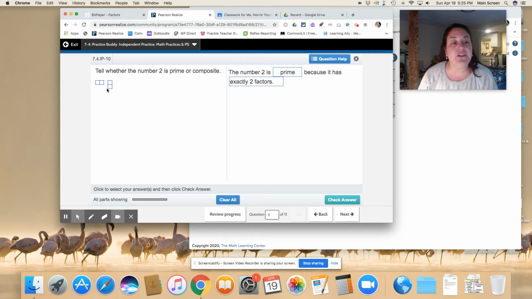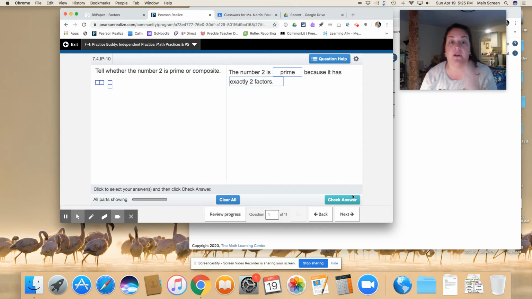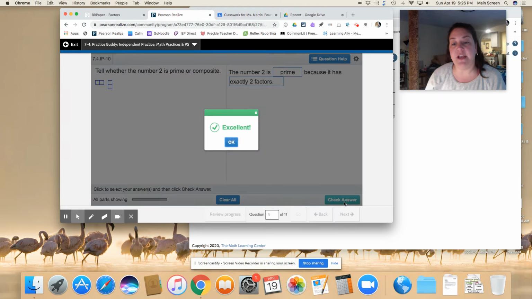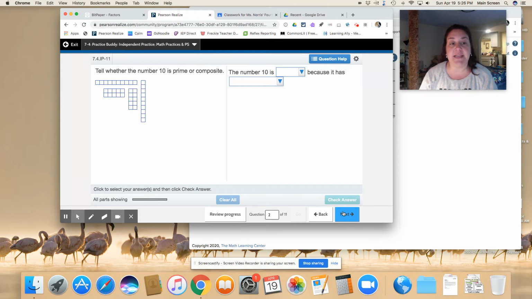So if I went back over here, I would go to exactly 2 factors. Right here, they're showing you what the area model would look like of 2 times 1 and then 1 times 2. So they're giving you what it would look like, showing that 2 has only that way to be represented. They're going to go through a bunch of questions asking you.